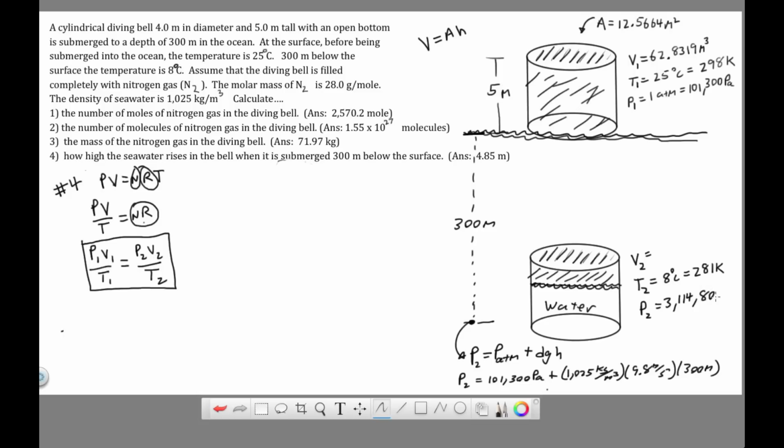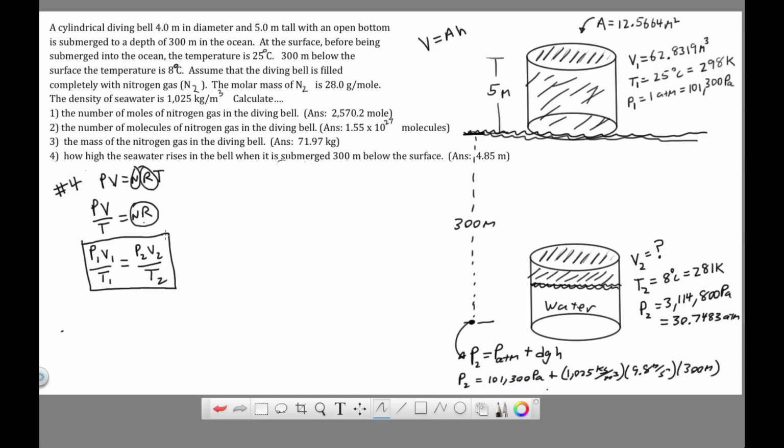3,114,800 pascals, which I'm going to convert into atmospheres. The way you convert that to atmospheres is by dividing by 101,300 pascals, because one atmosphere is equivalent to 101,300 pascals. So in atmospheres, that is 30.7483 atmospheres. Okay, so now what we're going to do is we're going to solve for V2.